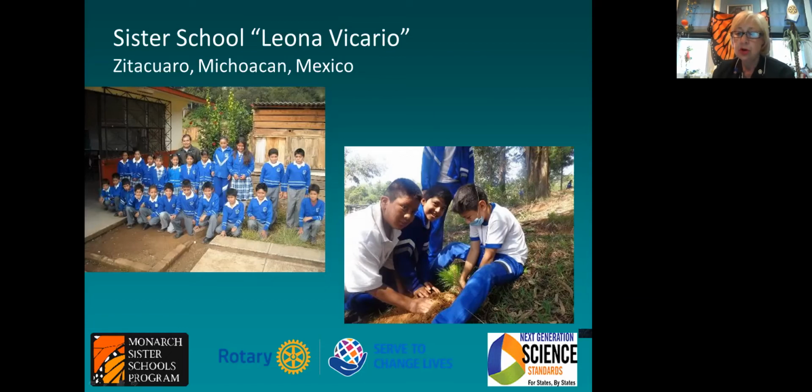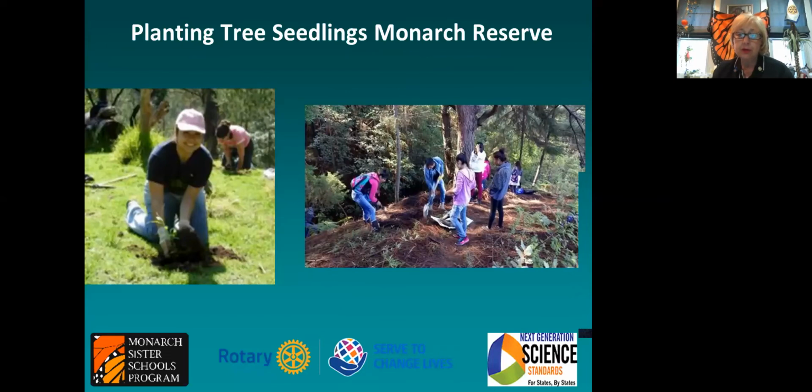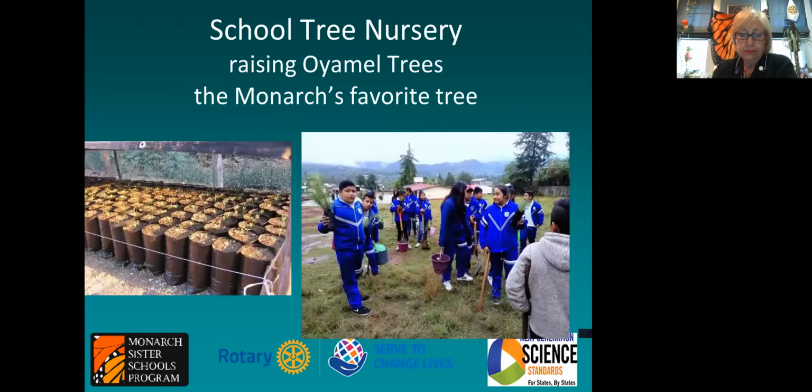And these students all have tree nurseries, and they go up into the forest and they replant the trees that they've grown during the year. And they do this year over year over year, and we hope that they are making a difference. Here they are again. Looks like the middle school. So the elementary school, middle school, and high school all do the tree nurseries.